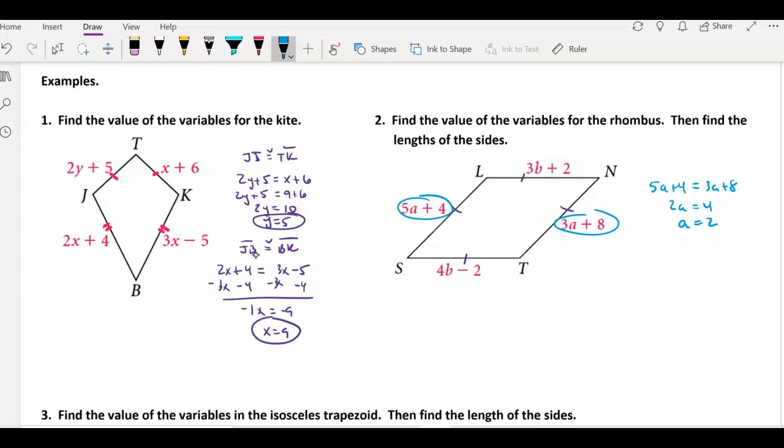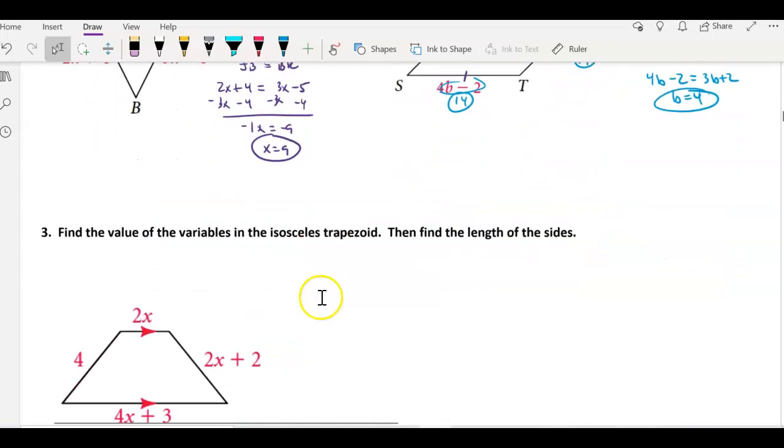Now here's the thing. Realistically, I can find the length of all the sides now if I wanted to, because 5 times 2 plus 4 would give me 10 plus 4, which is 14. That tells me all of these sides would have a length of 14. But it wants the value of all the variables, so I still have to find b. I know these sides are congruent also, so 4b minus 2 is equal to 3b plus 2. When I solve this, b is equal to 4.